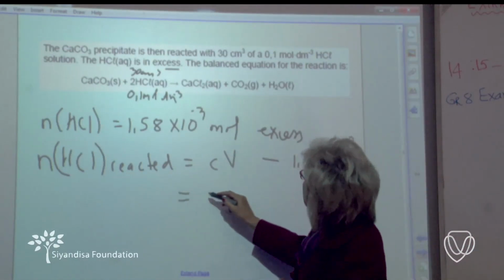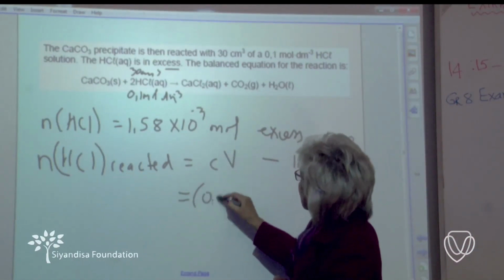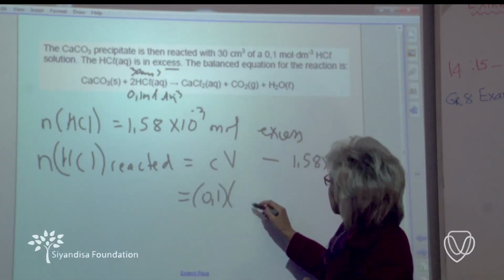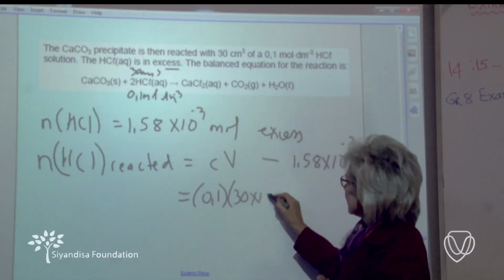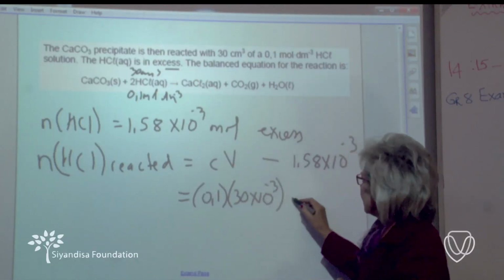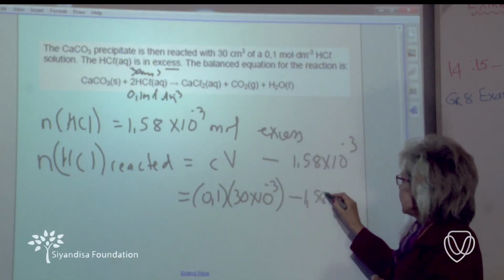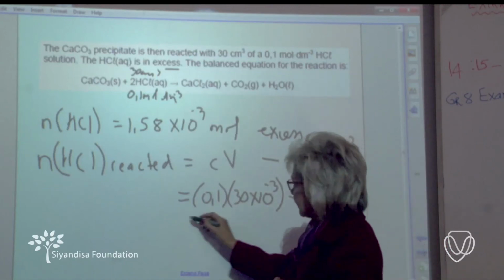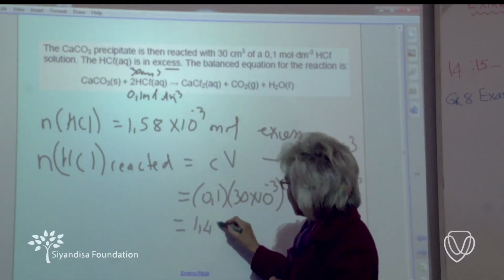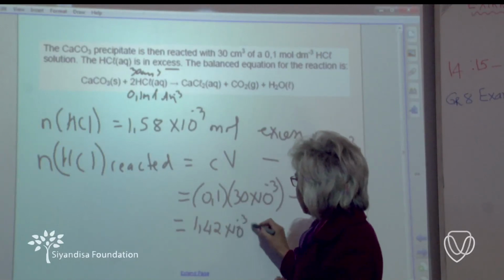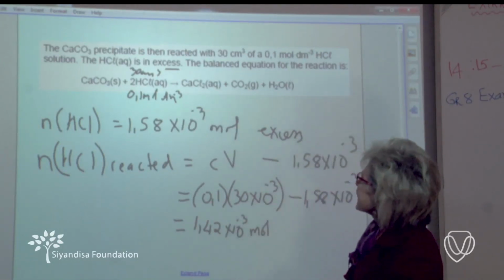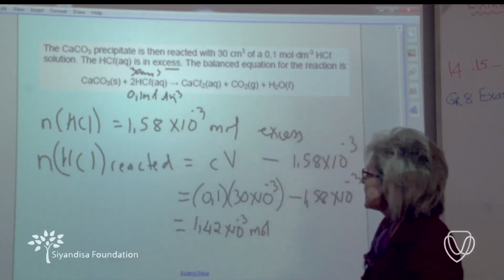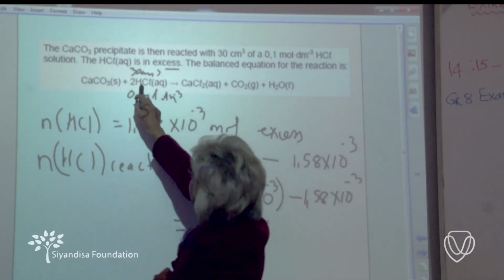So the concentration was 0,1. Our volume being 30, convert to cubic decimeter, and we have to subtract 1,58 times 10 to the power of negative 3. And that then gives us a value of 1,42 times 10 to the power of negative 3 mole of HCl that has reacted here. I've got 1,42 times 10 to the power of negative 3 mole that has reacted here.